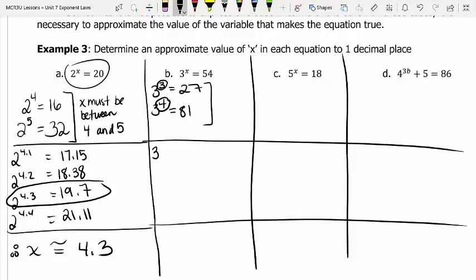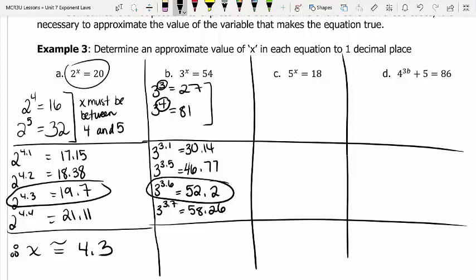Okay, so let's start adding our decimals in. Let's try 3 to the power of 3.1. What do we get? We get 30.14. So I'm not even close. So I'm actually going to jump ahead and try 3 to the power of 3.5, and we get 46.77. So we're getting closer. Let's try 3 to the power of 3.6. We get 52.2. Let's try one more, 3 to the power of 3.7, and we get 58.26. So that's the closest we got, so therefore x is approximately 3.6.